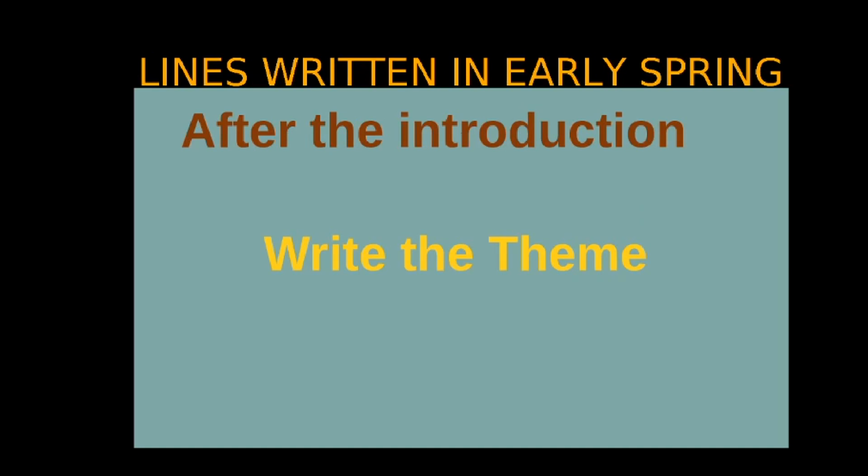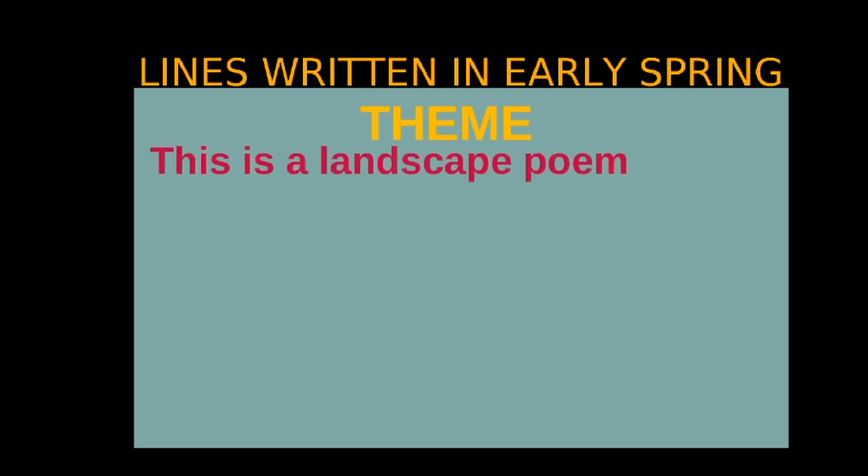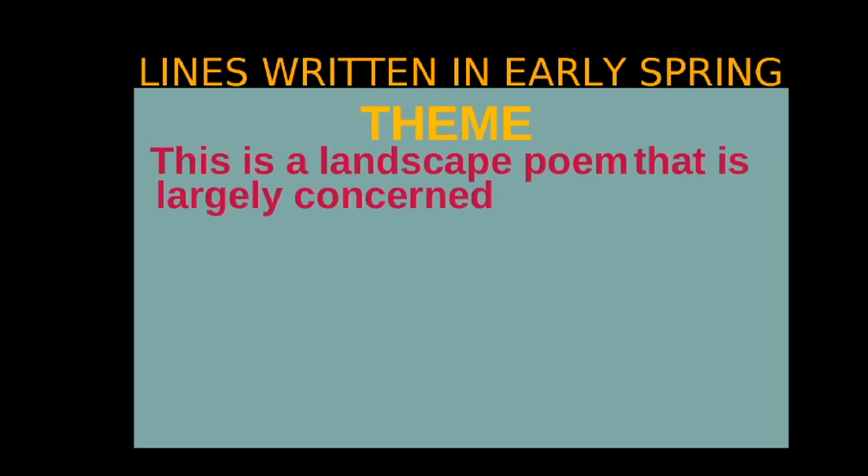So I will give you the theme of this poem. The theme. So this is a landscape poem that is largely concerned with nature. Wordsworth belonged to the romantic movement of poetry.